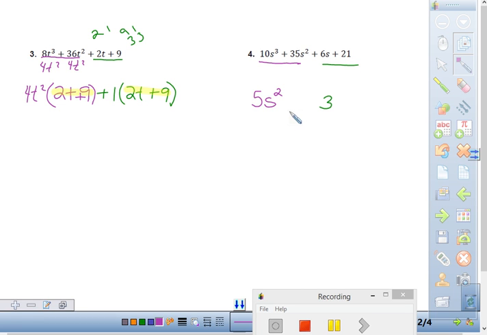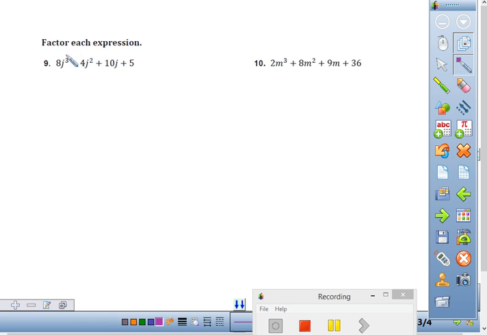So those directions are for 1 through 8. Now let's jump to number 9. The directions of 9 say to factor each expression. So the first thing we should be thinking of is GCF. Is there a GCF for all of my terms?